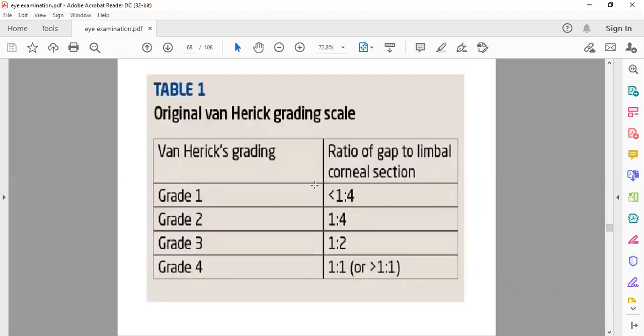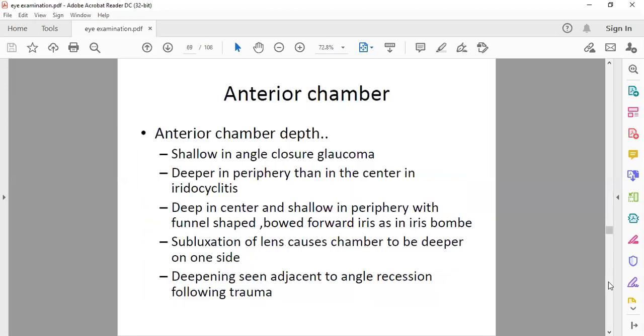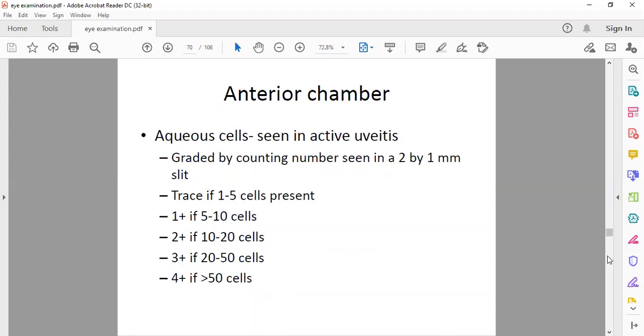So this is the von Herick's grading, and we are interested in this grade 1. In grade 1, the patients are at a risk of developing angle closure glaucoma. Again, the same thing: the anterior chamber depth is shallow in angle closure glaucoma. It is deeper in periphery than in center in iridocyclitis. And these are some of the other causes of change in anterior chamber.